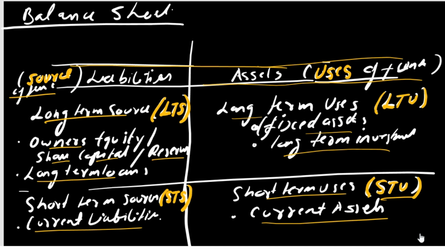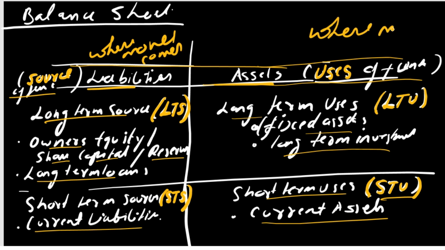As you can see here, liabilities and assets. This is essentially the balance sheet. Liabilities are the source of funds, and assets are the application or use of funds. So liabilities show where the money comes from for a business, and assets show where it is spent, where the money goes basically.